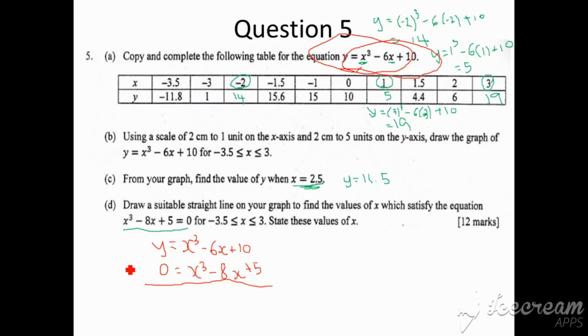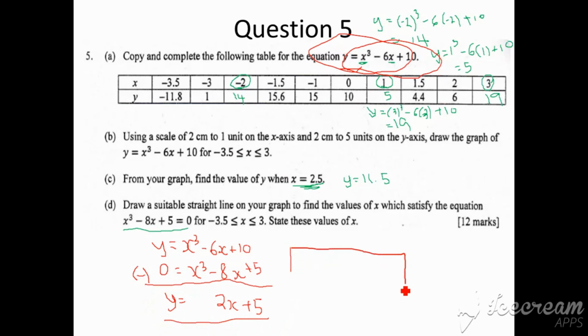Okay, and then we have to use elimination method to eliminate this x cubed. So we have to put minus. So y minus 0 is y. X cubed minus x cubed is 0. Negative 6x minus negative 8x. Negative, negative, positive. So negative 6x plus 8x is 2x. Positive 2x. 10 minus 5 is 5. So this is the equation of the straight line. Y equals 2x plus 5.